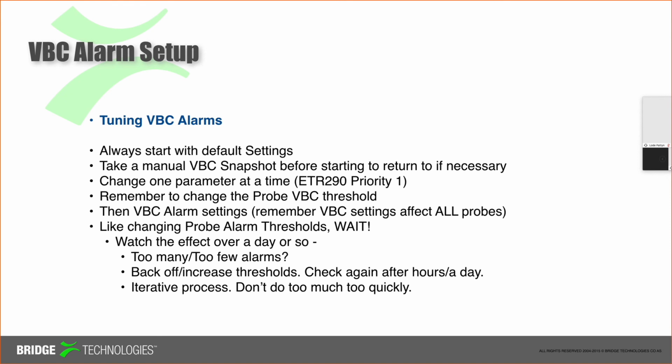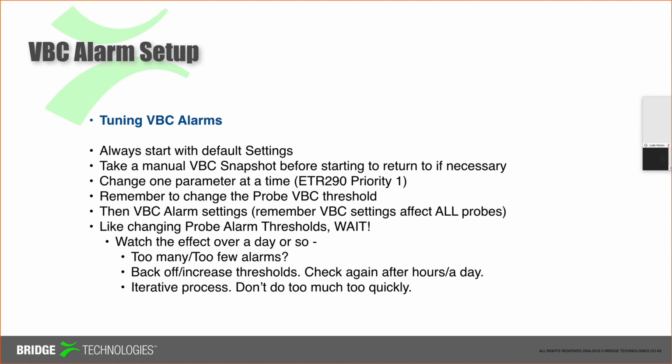Change one parameter at a time. If you're doing a scientific experiment, you only change one variable at a time, because if you change more than one variable, you don't know which one's made the difference. So only change one parameter at a time. Remember to change the probe VBC threshold. So you've got to do both. You've got to change the probe VBC threshold and you've got to change the VBC alarm setup. And the VBC alarms affect all probes.